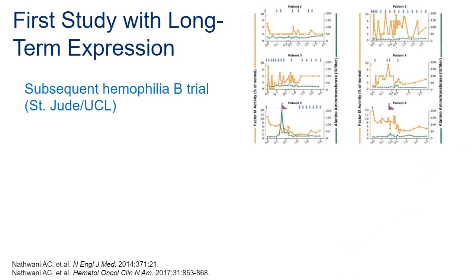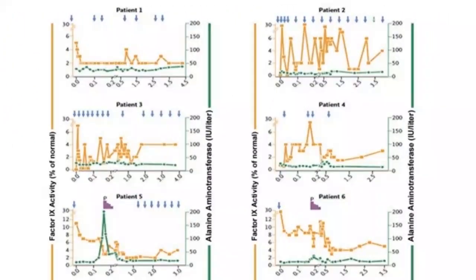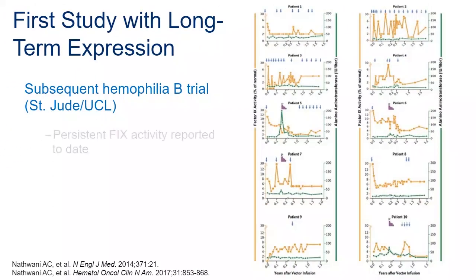Jude UCL study, and shown on the right is from their publication. The first follow-up, we now have the longest out individuals up to 8 years, and they continue to show expression. These show the gold lines are factor levels, and the blue arrows above are factor infusions. So you can see the factor going up and down with the infusion, but then really stable factor expression as the dose escalated from about 2 to 6%, which persists.